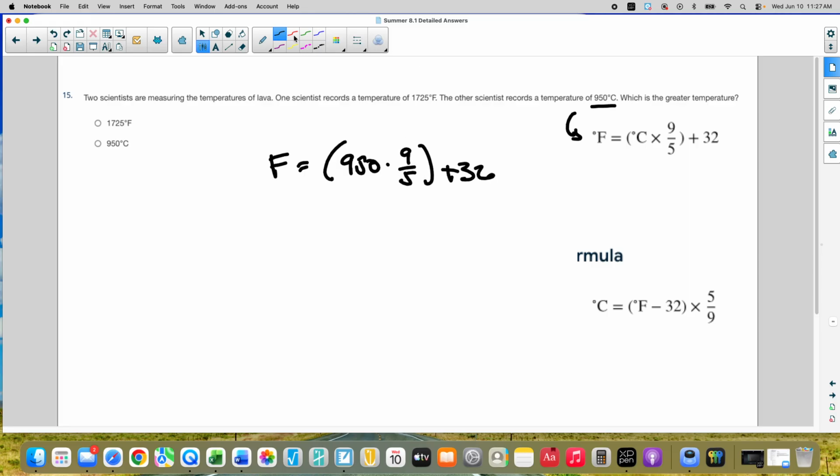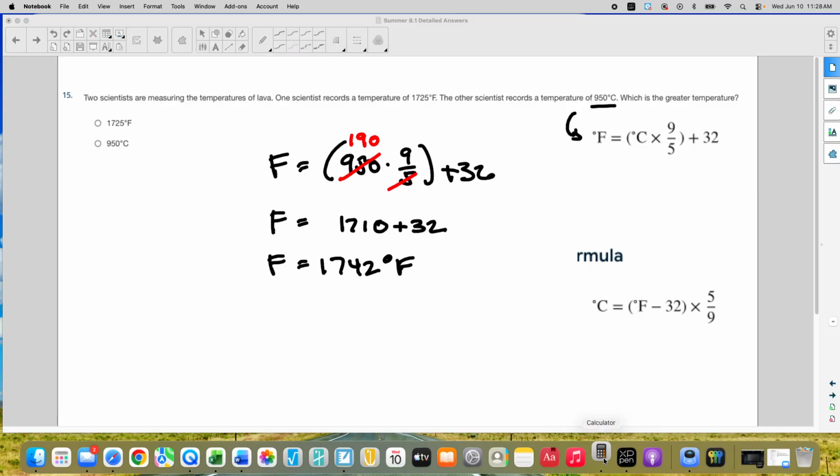The reason why I did that was because 5 goes into 950, 190. We're going to multiply it by 9, which gives us 1710. 1710 plus 32 gives me a final temperature of 1,742 degrees Fahrenheit.